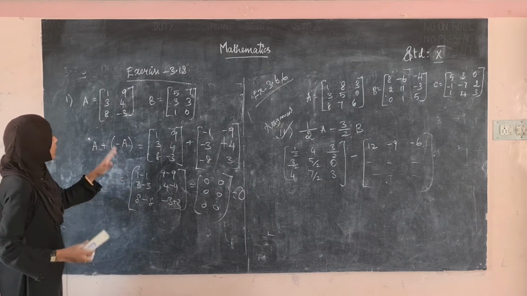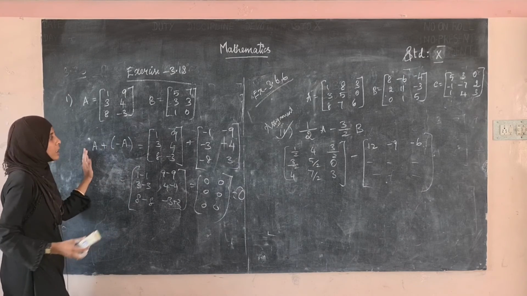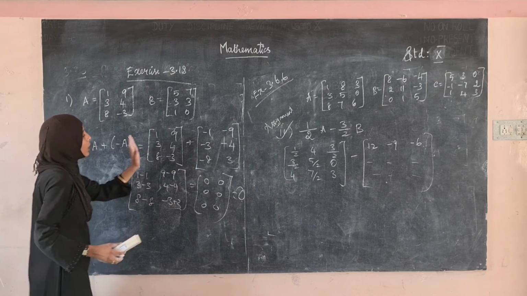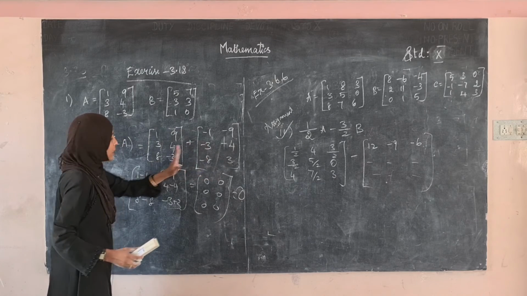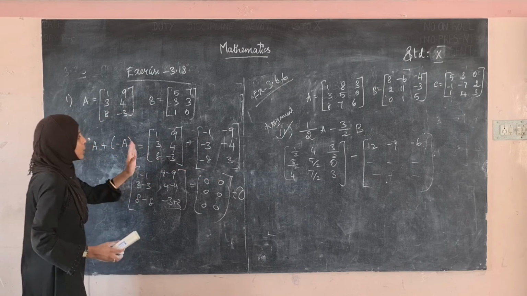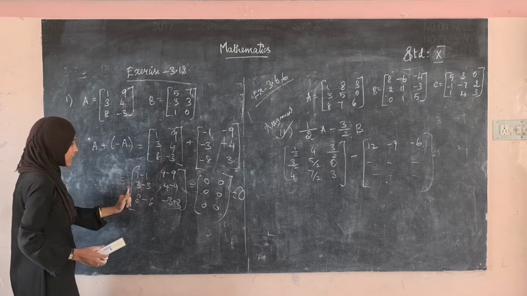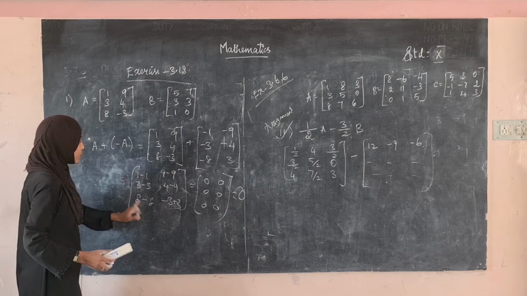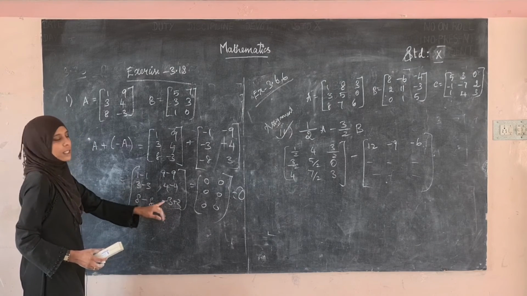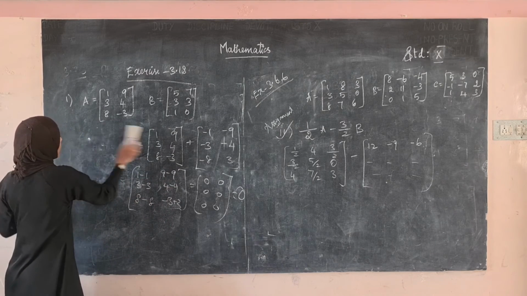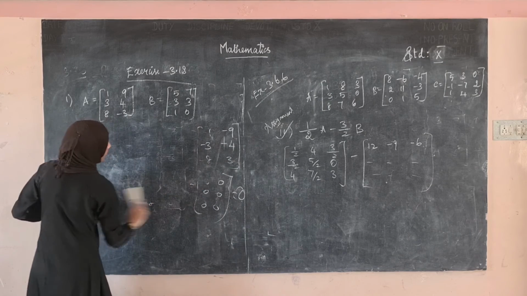Similarly, you have to find minus A plus A. This term should come before and this matrix should go to the next side. Then it becomes minus 1 plus 1 like that. Okay, minus 1 plus 1, minus 9 plus 9, minus 3 plus 3, minus 4 plus 4, minus 8 plus 8, 3 minus 3, which is equal to 0 matrix. Okay, you have to show like that.